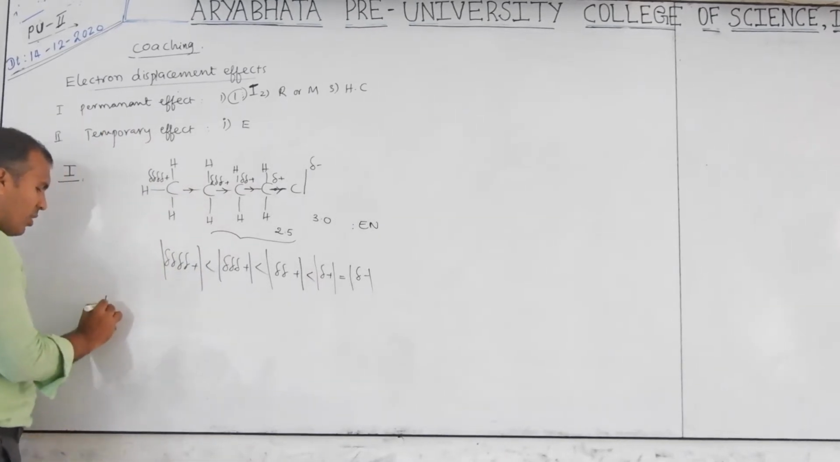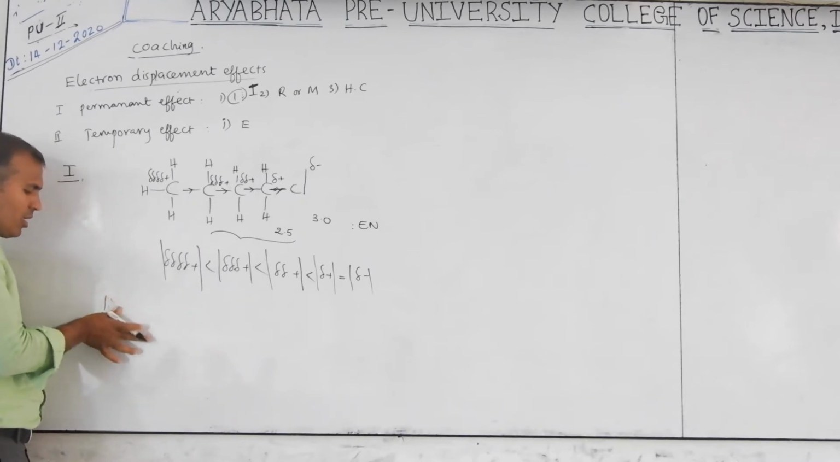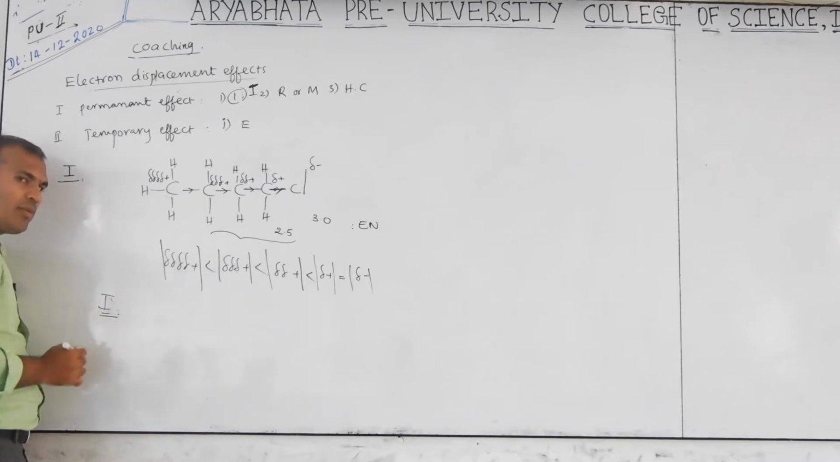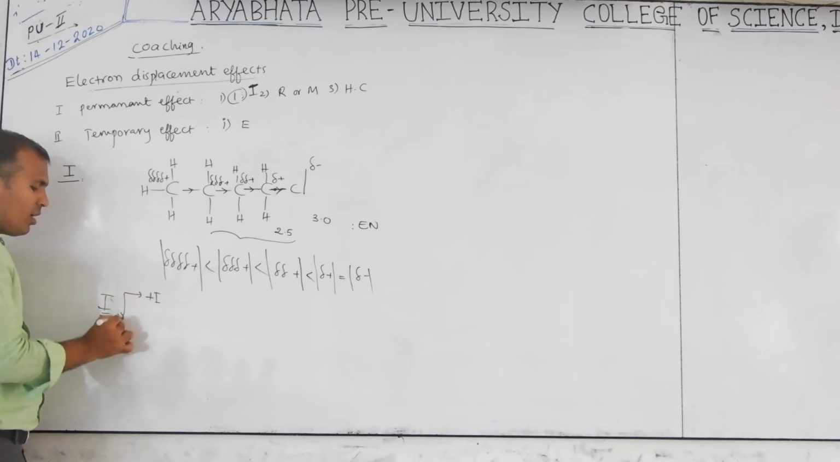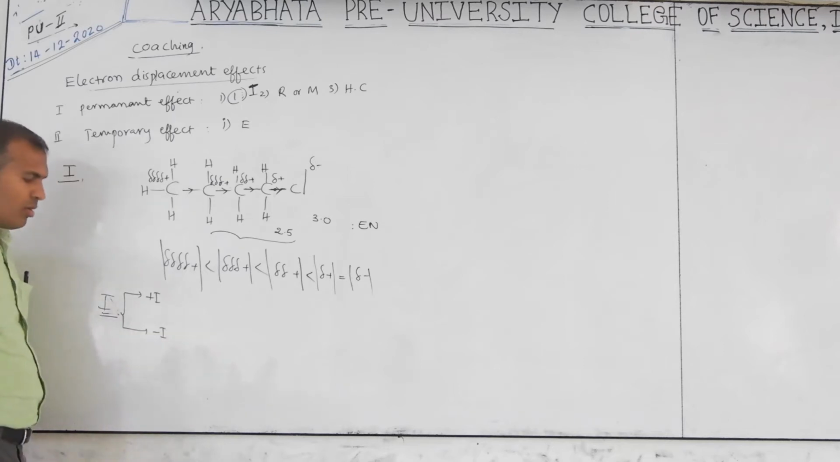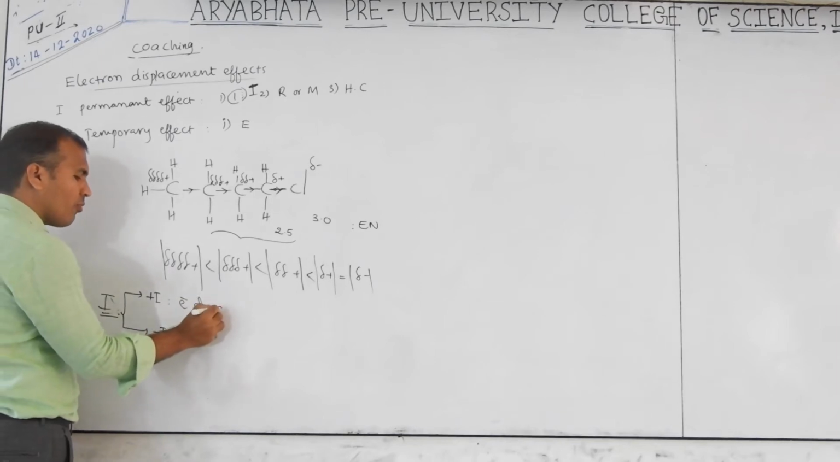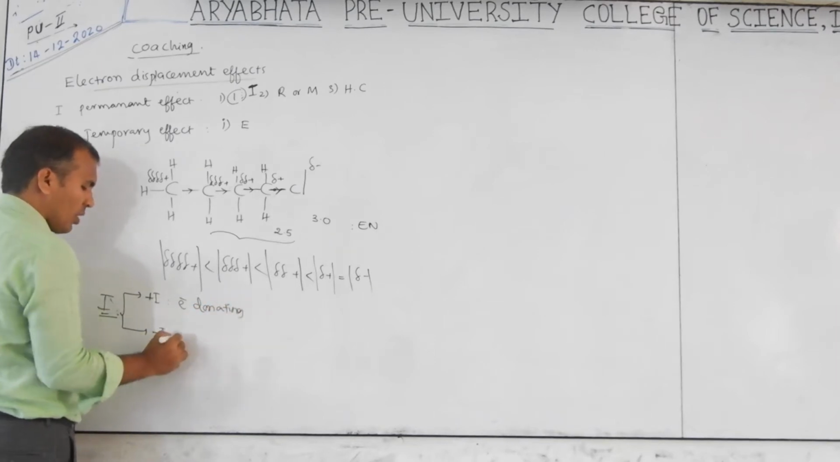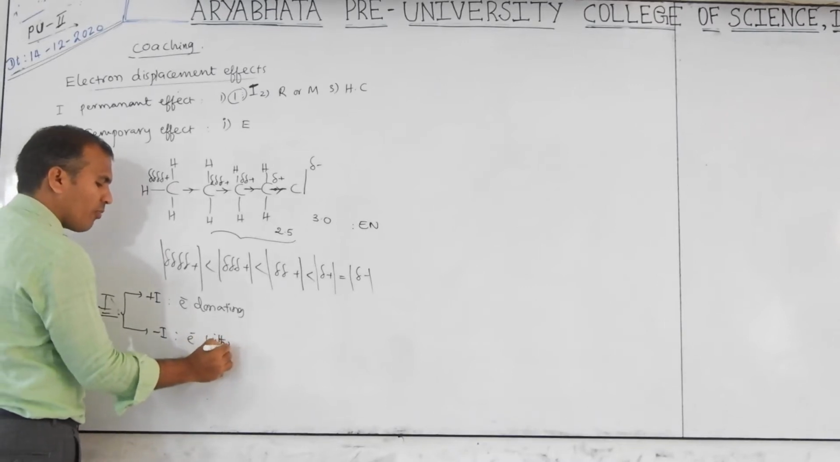Now, the inductive effect is of two types. I, or we can write I only. Inductive effect, how many types? Two types. One is positive inductive effect, another is negative inductive effect. Positive inductive effect means what is that? Electron donating. Negative inductive effect means electron withdrawing.